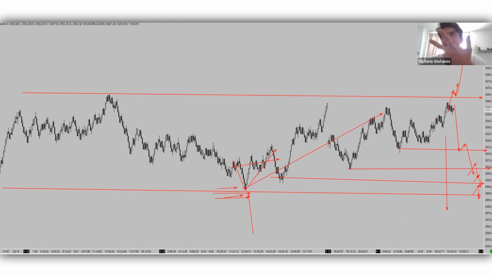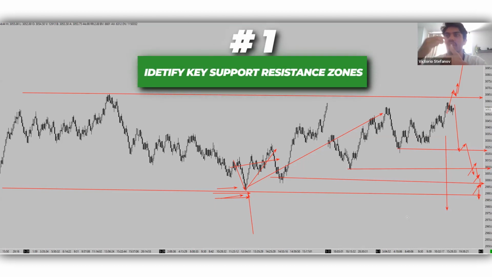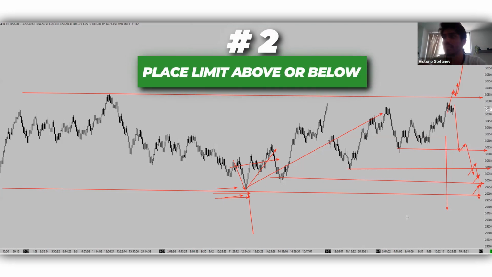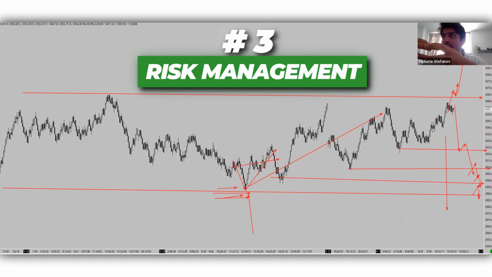So this is the 3-step process that we have to follow. Number 1, identify those key support resistance zones that I have identified here, key rejection points where you'll find the stops. We're stop hunting in this trade strategy. Number 2, we're gonna have to learn how to place the limit either above or below these rejection points for these stops so we can actually capture some of this breakout trade. Number 3, what we're doing is risk managing, identifying where the potential target may be and how to actually scratch out of the trade if it doesn't go your way.